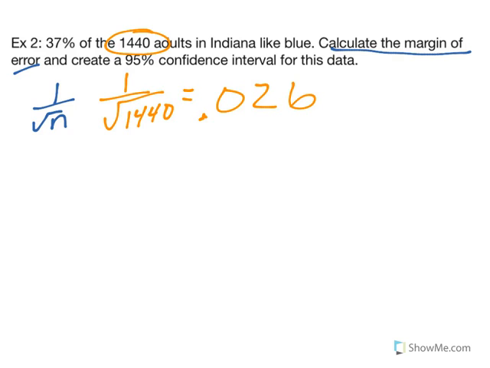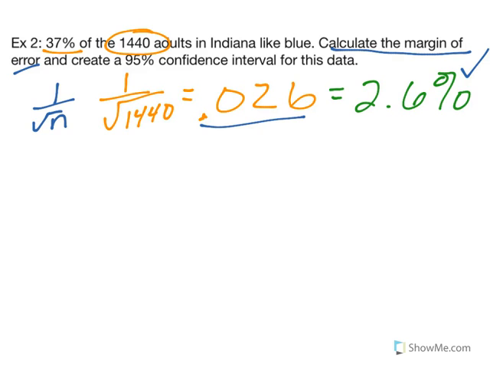All right? I do believe that Blackboard talks about everything in terms of decimals. So you would have to change the 37% to decimals. But in this video, we play with percents. So this is a 2.6% margin of error. You want to super make sure that you take the square root of 1440 first and then hit 1 divided by that. Just make sure you got the 0.026. So this is the margin of error.